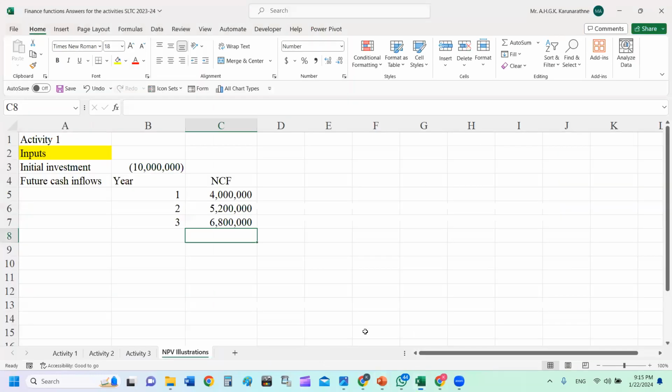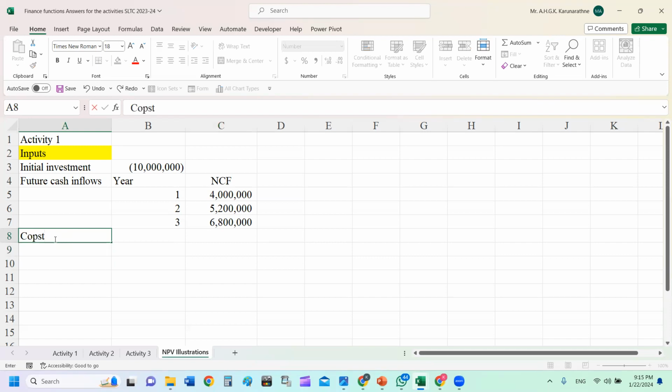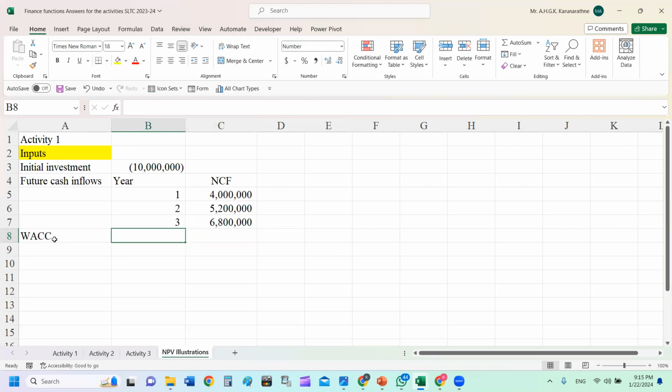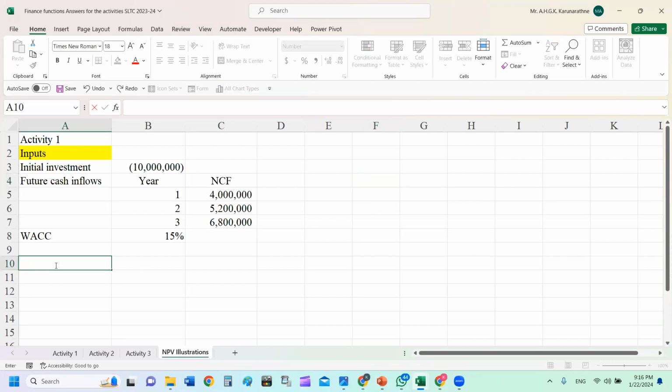Come back to our calculation model. The cost of capital, that is WACC, is also an input. WACC of the company 0.15. Increase decimals. That's it. So these are the inputs. Our requirement, the output, is that we need to compute the NPV.